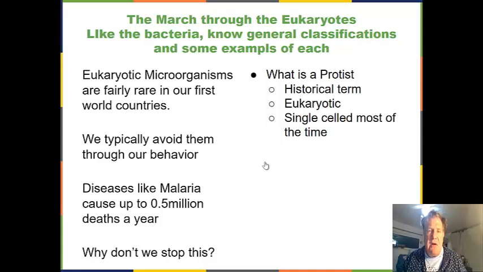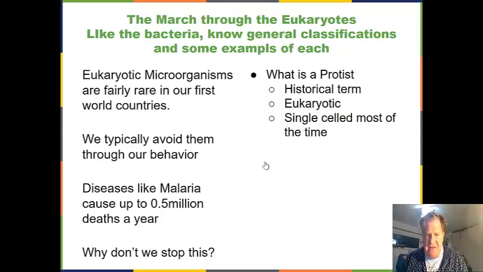Eukaryotic microorganisms are a fairly rare infection event in first world countries. We can typically avoid them through our behavior. We typically don't eat where we go poo. We tend to have sewage systems and stuff like that. But that doesn't trivialize what the diseases these organisms can cause.